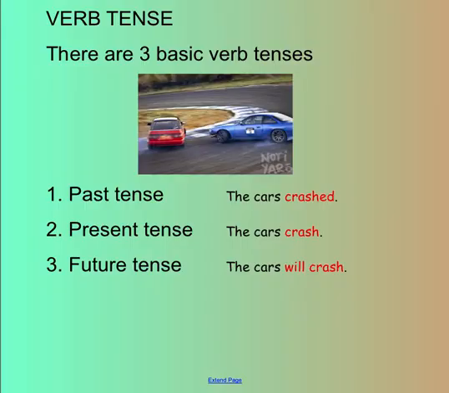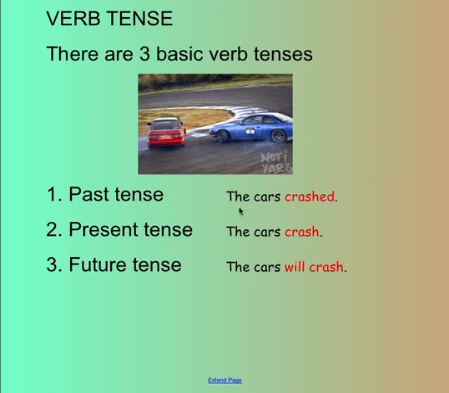Now, there are 3 basic verb tenses. You can see them there on the screen: past tense, present tense, and future tense. Okay, we have a bit of a tense situation here with these 2 cars. There's a bit of a pun there for you. They look like they're about to have a crash. Okay, so let's fast forward perhaps 10 seconds. I'm not really going to do that, but let's imagine that it's all over and the cars crashed.